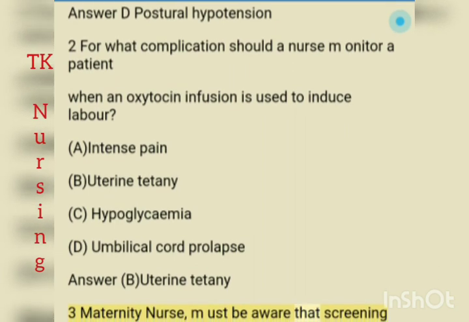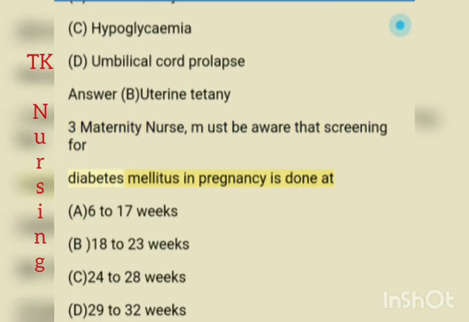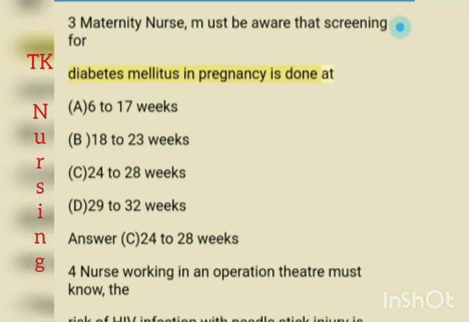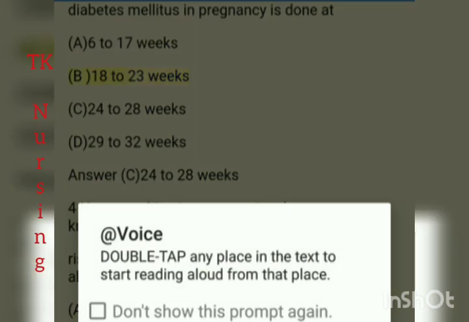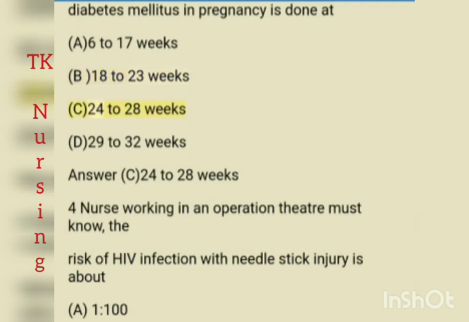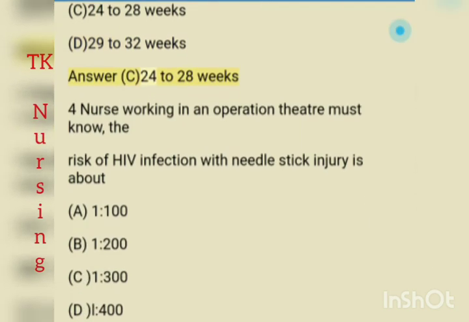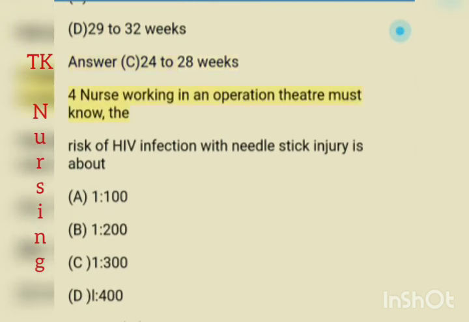3. A maternity nurse must be aware that screening for diabetes mellitus in pregnancy is done at A. 6 to 17 weeks. B. 18 to 23 weeks. C. 24 to 28 weeks. D. 29 to 32 weeks. Answer C. 24 to 28 weeks.